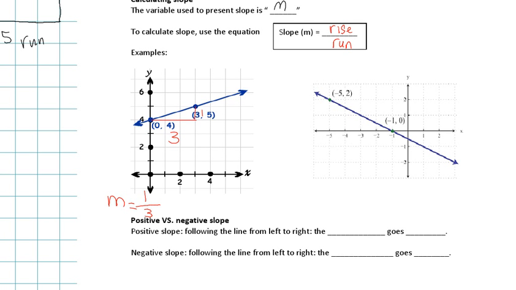Okay? How about the next one? How much do we have to go over? 4. 1, 2, 3, 4. And then how much do I have to go up? 2. Up 1, 2. Yes.